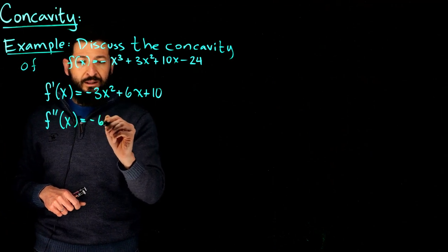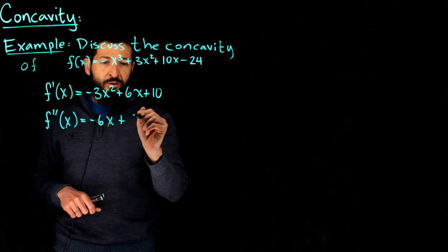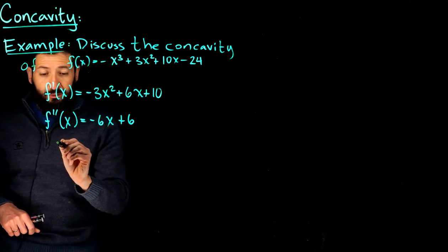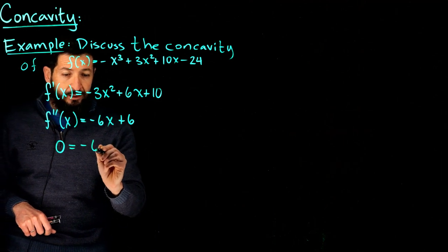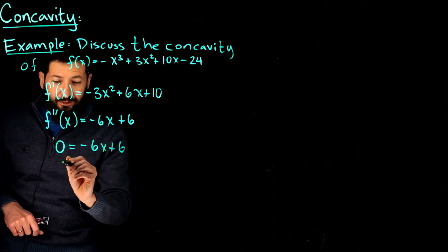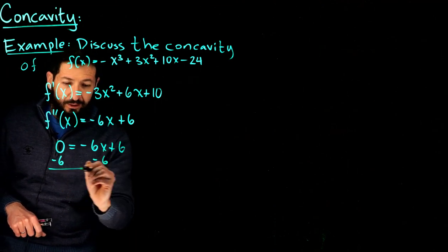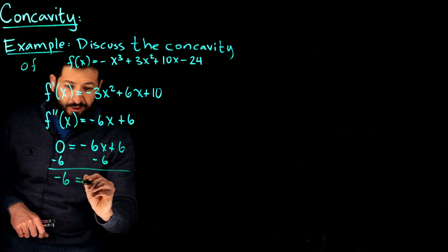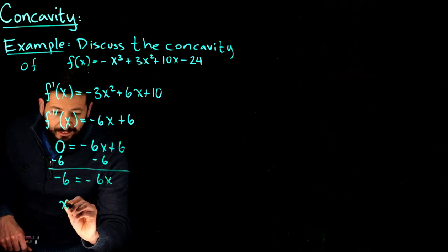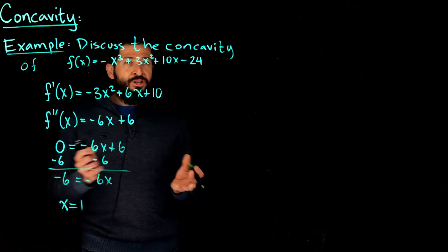2 times 3 is going to be negative 6 here. x to the 2 minus 1 is 1, plus just 6 here. And that's that. The derivative of 10 is 0. So we set this equal to 0 and we solve. Let's just subtract 6 on both sides. We get negative 6 equals negative 6x. We divide by negative 6 on both sides, and we get x equals 1. So that's going to be the point where the concavity could change.